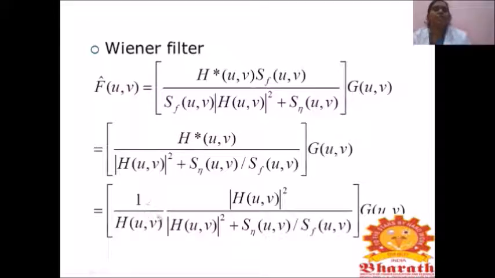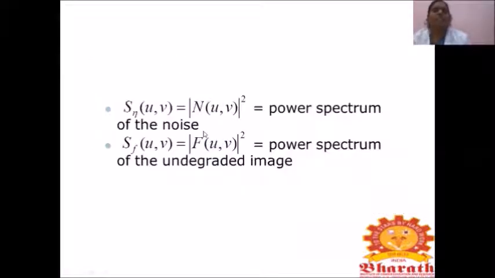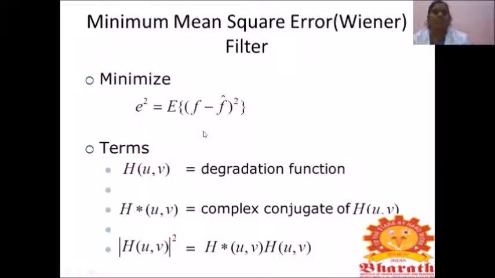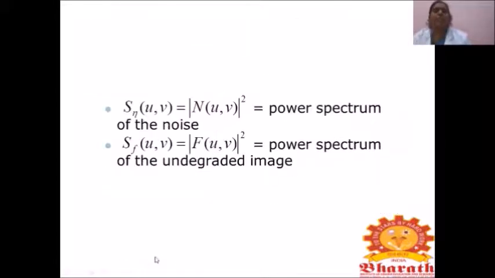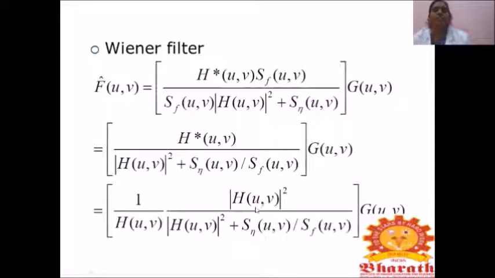So 1 by H of u comma v means, this we already know, right? Suppose we are multiplying H of u comma v, this is the degradation function, with its complex conjugate. See this: multiplication of the degradation function and its complex conjugate gives the mod square of H of u comma v. That's what we have written.